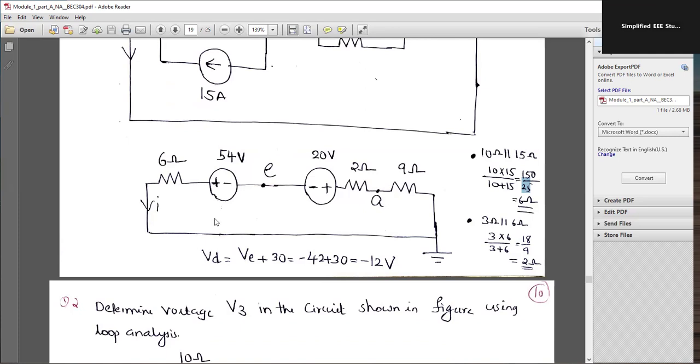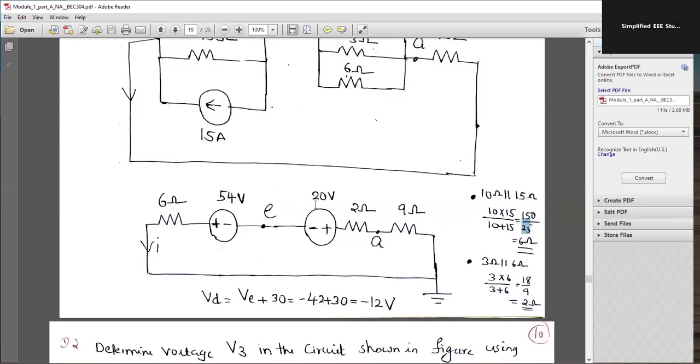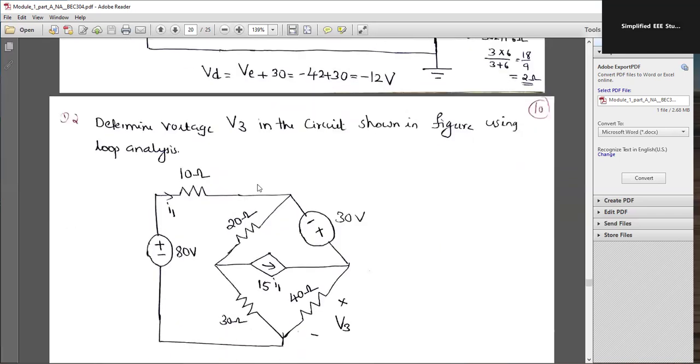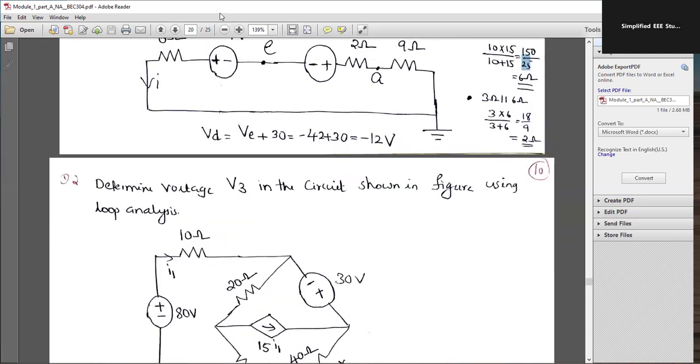You can apply the KVL. Therefore, BD is nothing but VE plus 30. That is minus 42 plus 30. That is equal to minus 12 volt. So this is the way how to solve the ultimate problem, using the source transformation and the source shifting. Okay. I think you have got an idea about this.